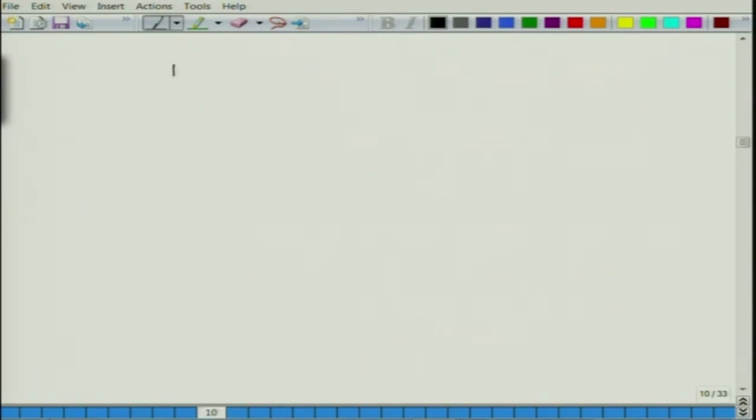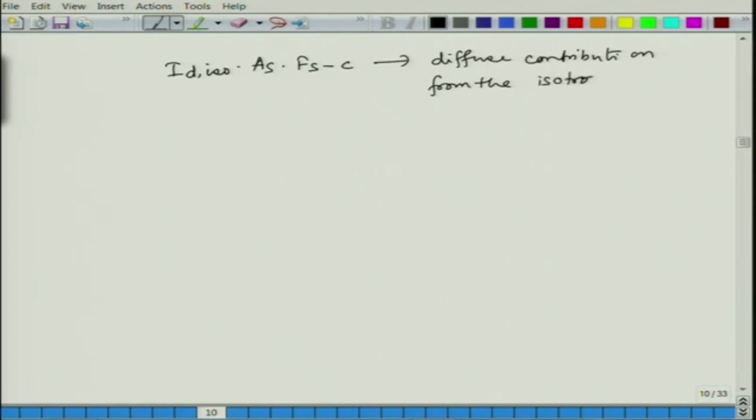Then let us take the next term, which is ID ISO multiplied by AS multiplied by FSC. What does it mean? So, this term actually is the diffuse contribution from the isotropic sky. Okay. ISO, you can see it is there, that tells you that it is isotropic sky. Small d stands for the diffuse radiation.